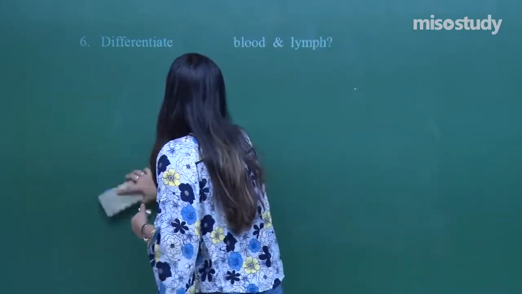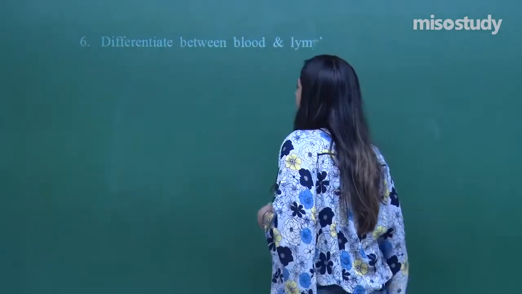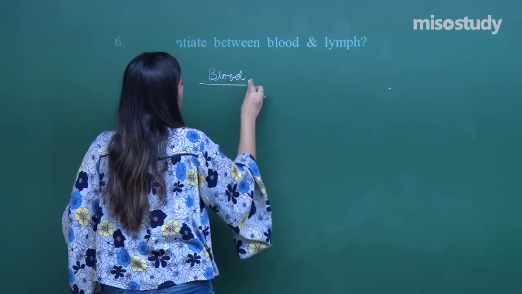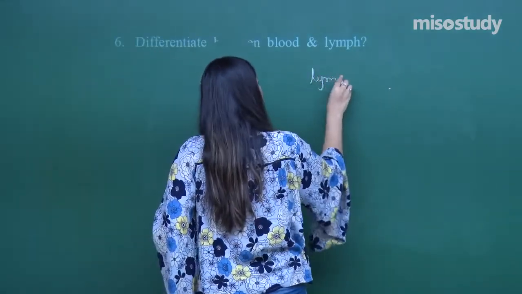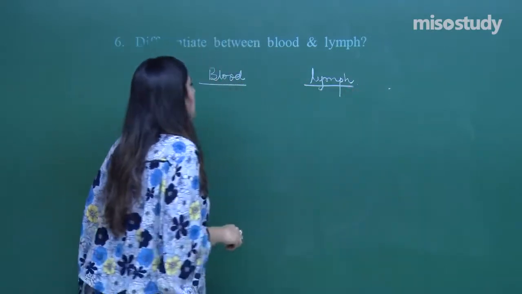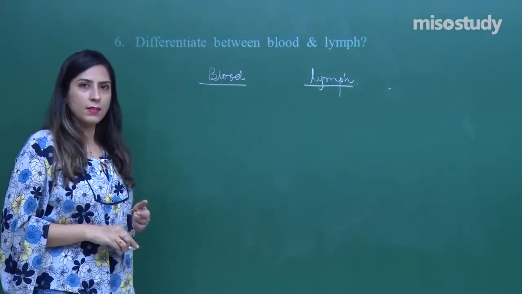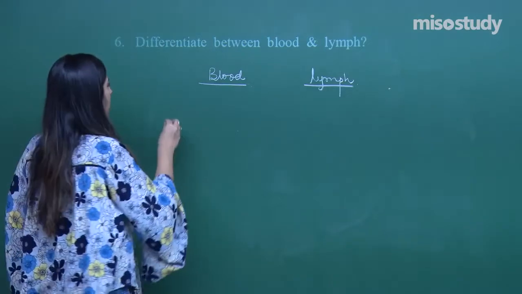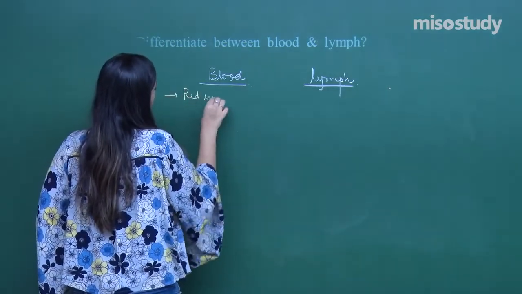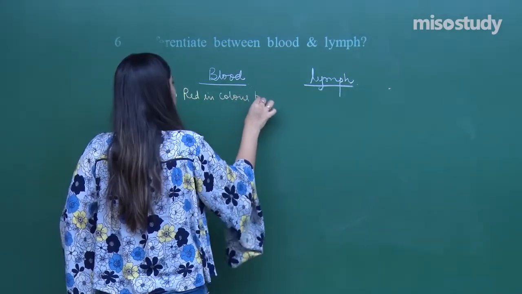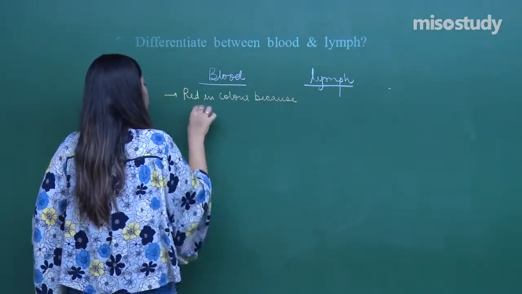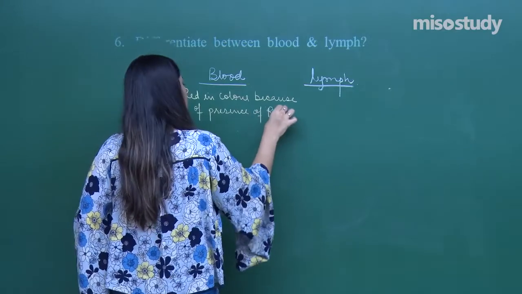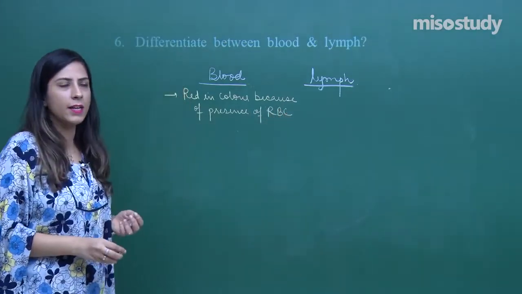This is also of 2 marks, and it is to differentiate between blood and lymph. Very direct question, very easy also. Let's first discuss the color of blood. What is the color of blood? The color of blood is red. Why? Because they have RBCs present in them. Red in color because of the presence of RBC. And what is RBC? That is red blood cells.